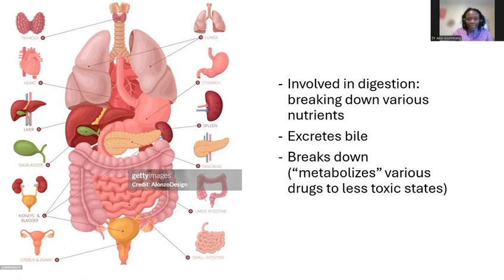All right, so back to the basics again. Some of the things that the liver does is it's involved in digestion, meaning it has substances, fluids that help break down the various nutrients that we consume. It's involved in secreting bile. It's also involved in breaking down, or as we say, metabolizing various drugs to make them less toxic for us to consume. These are some of the very basic things that the liver does, and they are very, very important.